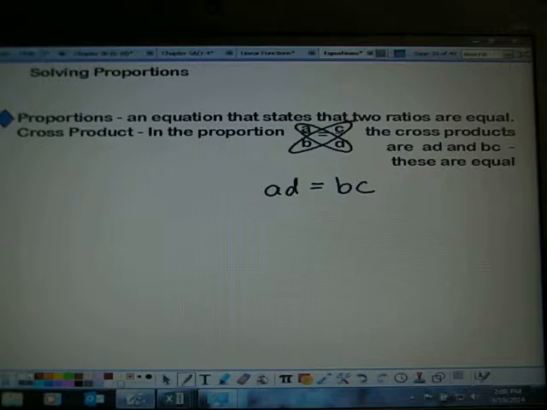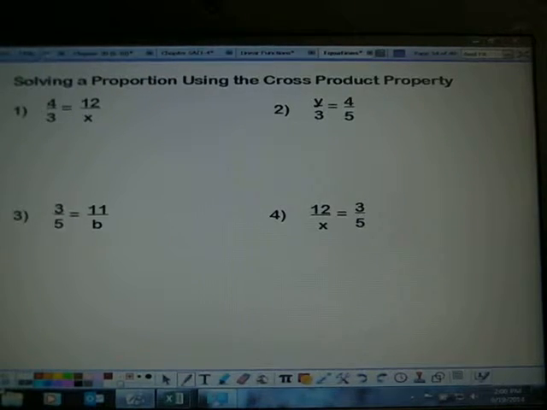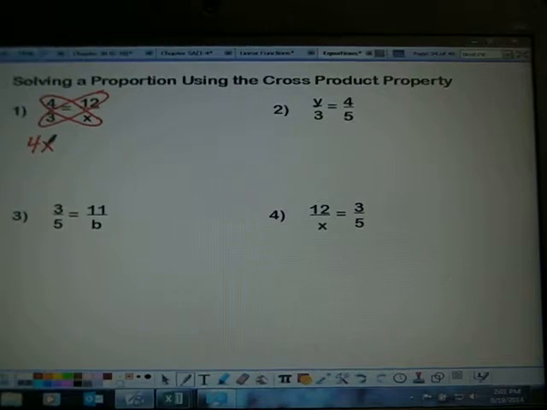Now we're going to use that knowledge as we're trying to solve for one of those letters. If something's missing, we're trying to figure out what's supposed to be there. So we're going to use the cross product property, cross multiply. We're going to multiply those together, and we're going to multiply those together. Now it doesn't matter which one you do first, as long as you're doing each of them. So I'm going to go ahead and do 4 times x first. 4 times x is 4x. And 3 times 12 is 36. Put an equal sign in the middle.